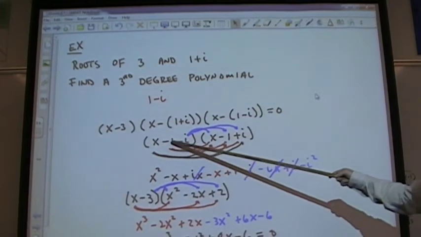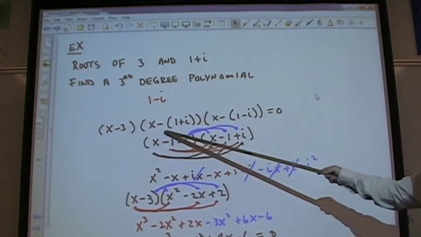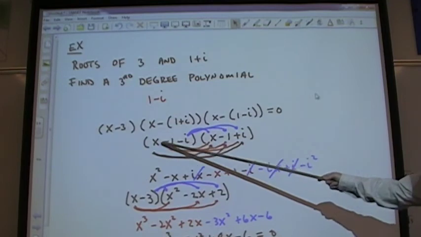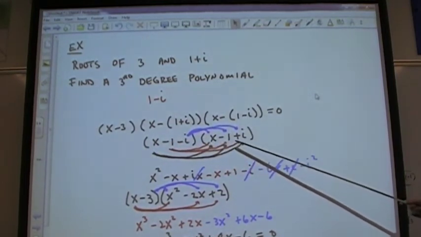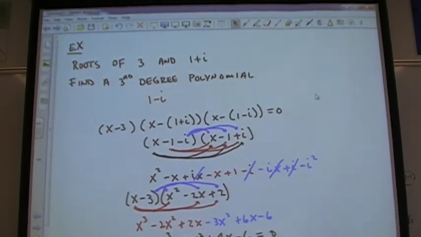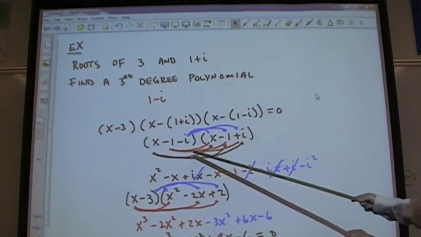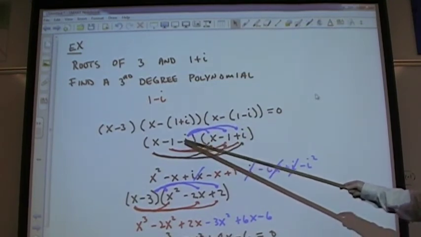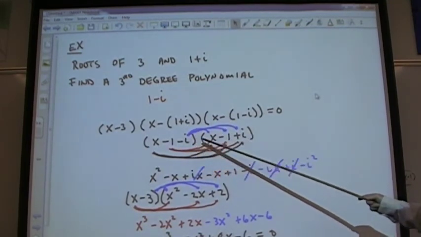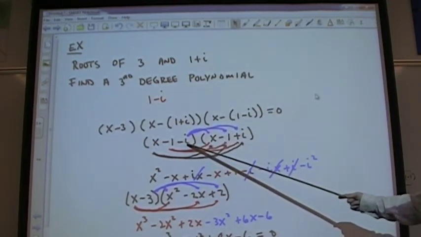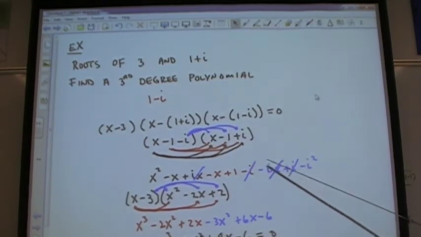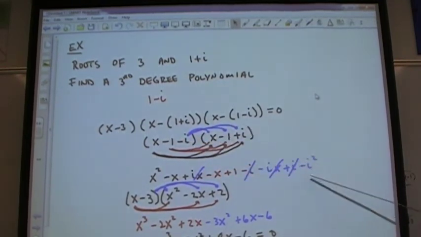Then I take the second number using the red arrow. Minus 1 goes to each of these numbers: minus x plus 1 minus i. And then I took the last number, which was minus i, using the blue arrows, and distributed to each of these. You get minus ix plus i and minus i squared. Does that make sense? Isn't i squared negative 1? Yes, that's what I'm going to do in the next step.